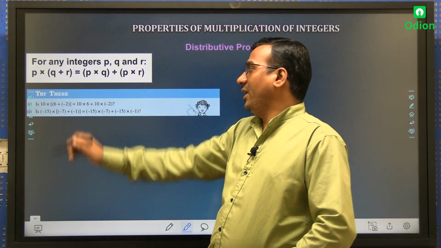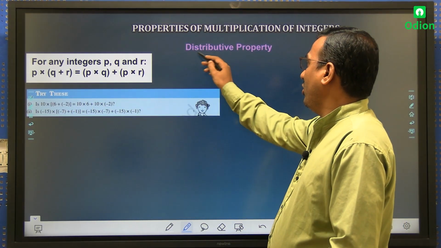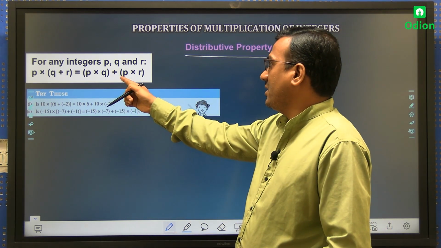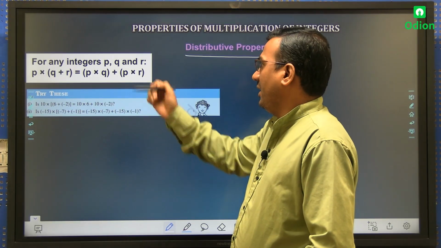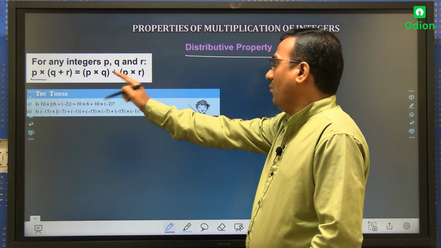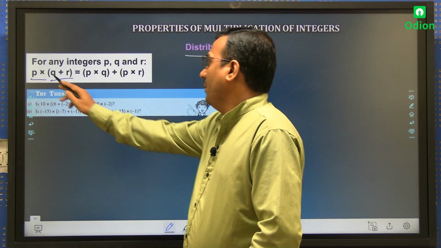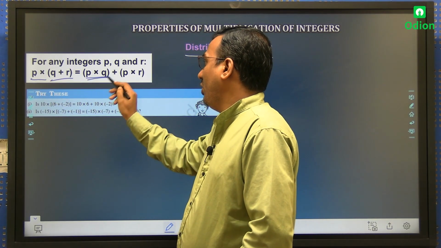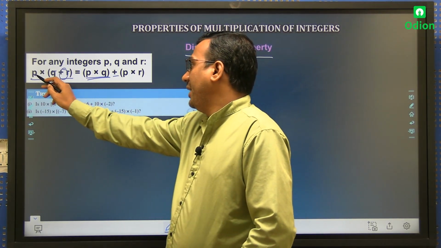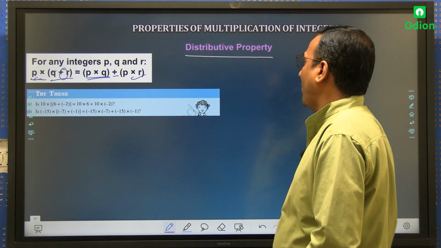Here P, Q and R are three integers. According to your distributive property, just check whether it is written correctly or not. Yes, it is correct, because the distributive property refers to this statement: P multiplied with Q plus R. Then according to the distributive property, P into Q, then a plus symbol, then again I have to multiply P with R. This is the distributive property example.